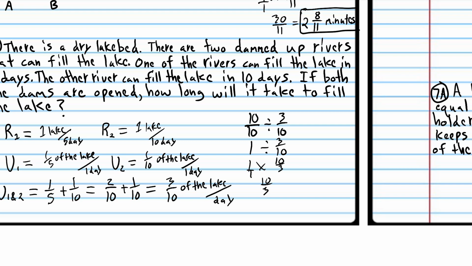a mixed number. 3 goes into 10 3 times. 3 times 3 is 9. 10 minus 9 is 1. That goes in your numerator. Your denominator stays the same. And we have 3 1/3 days.